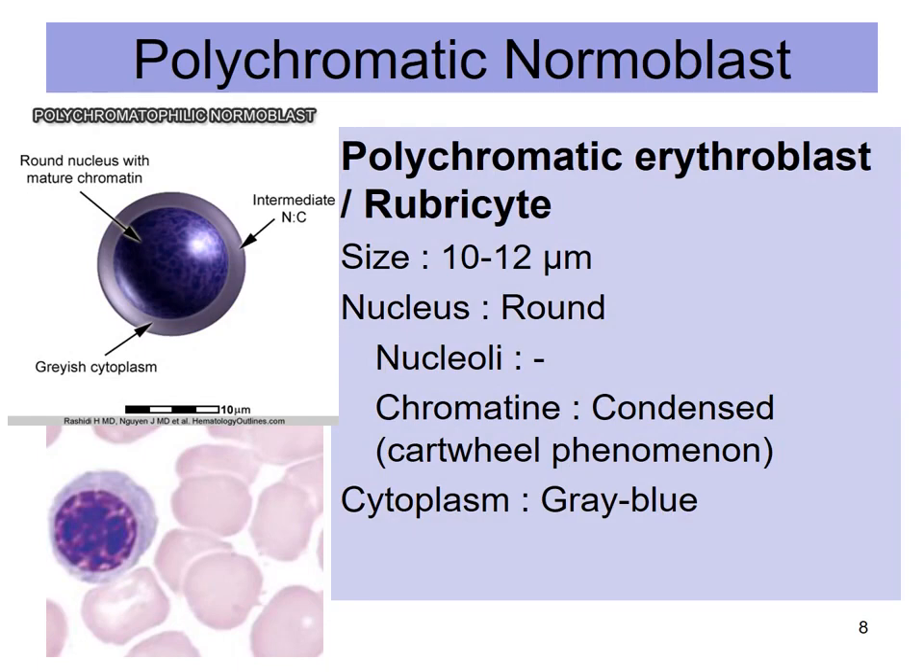The polychromatic normoblast is also called rubricyte. It is 10 to 12 micrometers in size with a rounded nucleus. It has no nucleoli. However, it has condensed chromatin with the pathognomonic cartwheel phenomenon and gray-bluish cytoplasm.